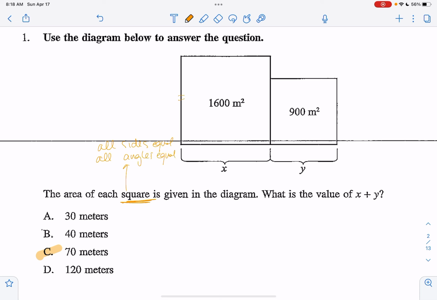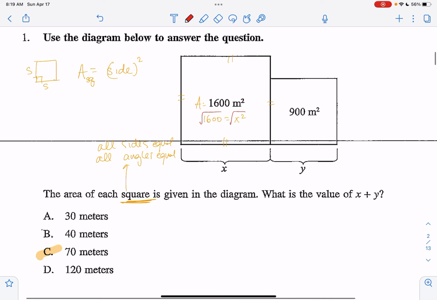Now we could use the fact that all sides are equal here to figure out the side of this square. If the area is 1600, we know the formula for the area of a square is going to be the side squared, or side to the second power. So that means that to figure out the side, we have to use inverse operations. So you set 1600 equal to x squared, and the inverse operation here is square root. So if you take the square root on both sides, you get that x is equal to 40, because 1600 is a perfect square.